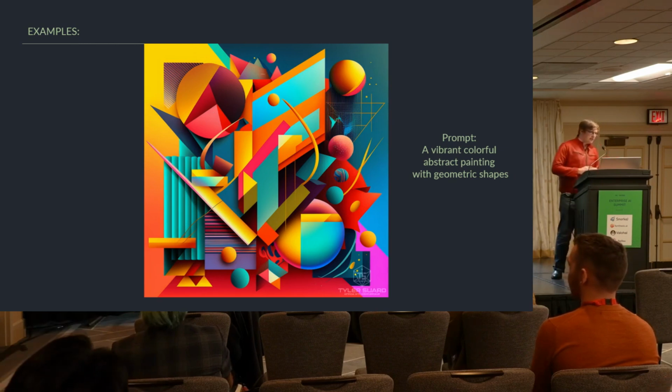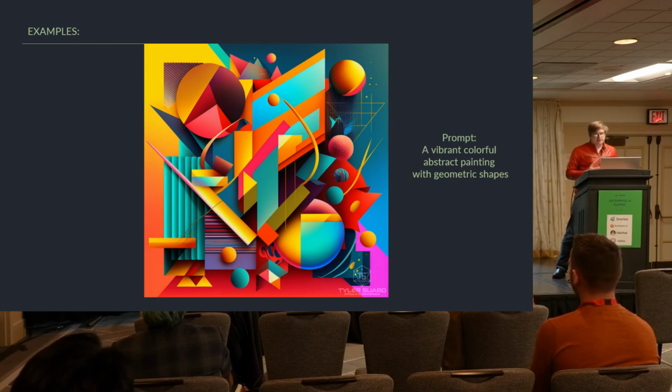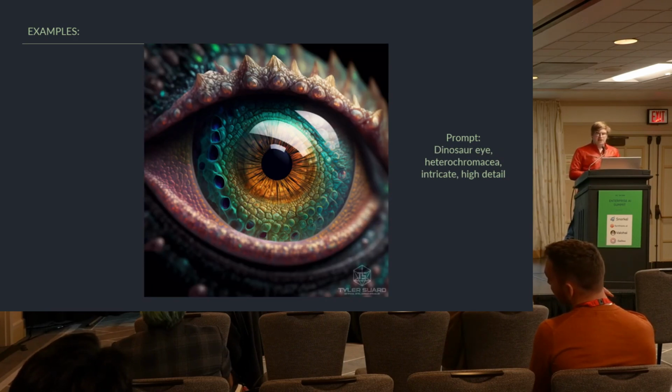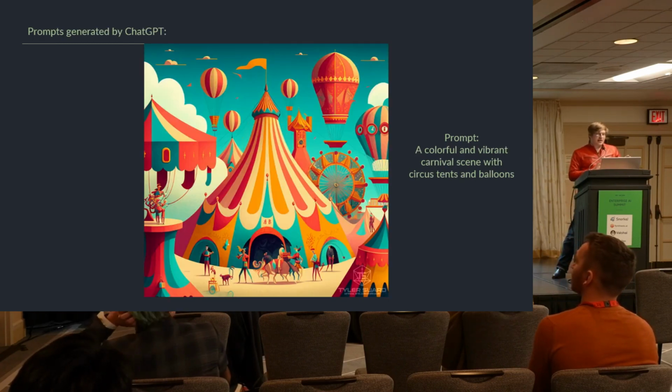And here is another example. Vibrant, colorful, abstract painting with geometric shapes. Dinosaur eye with heterochromia, intricate high detail. And this prompt was actually generated by ChatGPT.